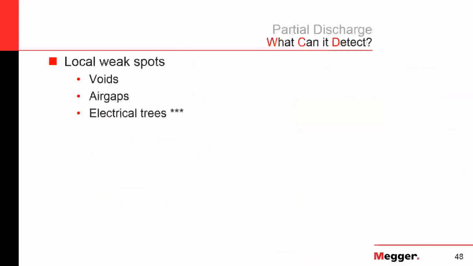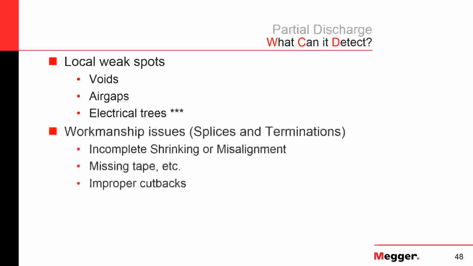So what can PD detect? Really local weak spots, voids, air gaps, defects. It can detect electrical trees, but there's not just one, but three asterisks next to that statement, because it's very unlikely that you'll find electrical trees. The reason being, they're only on the cable system for a short time before they fail the cable. So your chances of taking that cable out of service while that tree is there, but before it fails the cable, are pretty slim. So it will detect it if you're lucky enough to pull the cable out of service at the right time.